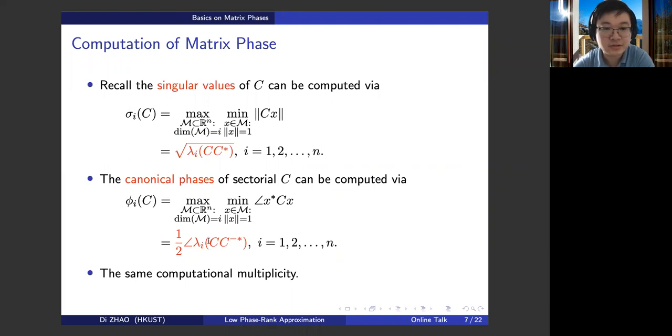We see that the canonical phases are actually comparable with the gains in many senses, because they are defined in a similar way and can also be computed in a similar way. So they must share many common properties. That is very attractive. And the first conclusion is that the computational complexity of these two is more or less the same, because here we only do multiplication and eigenvalue decomposition. Okay, so this is all about the preliminaries on matrix phase.